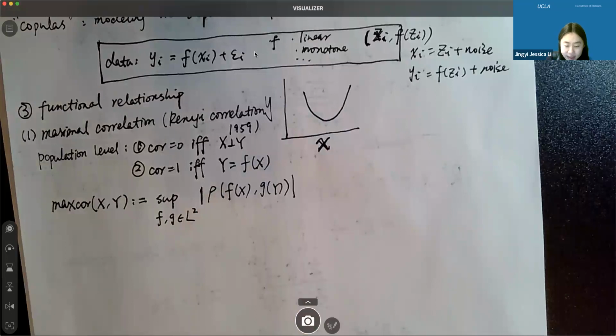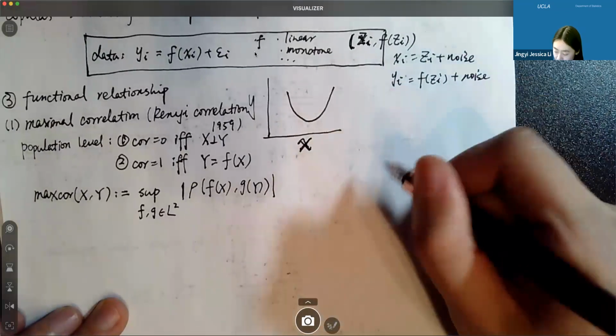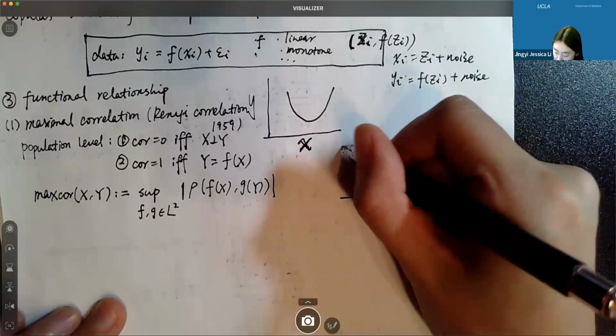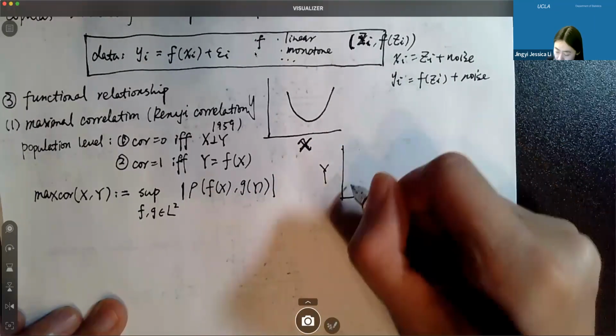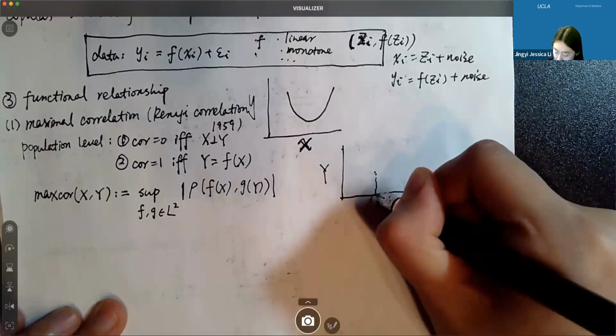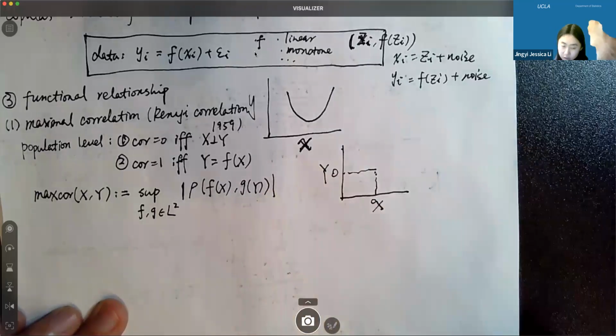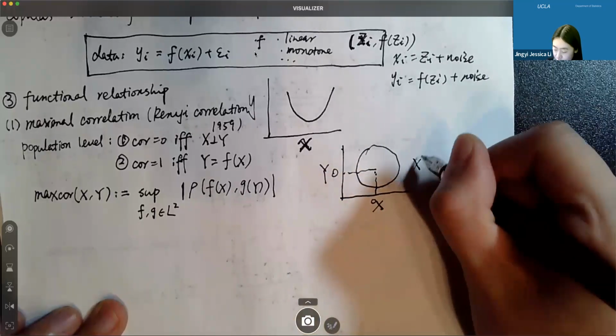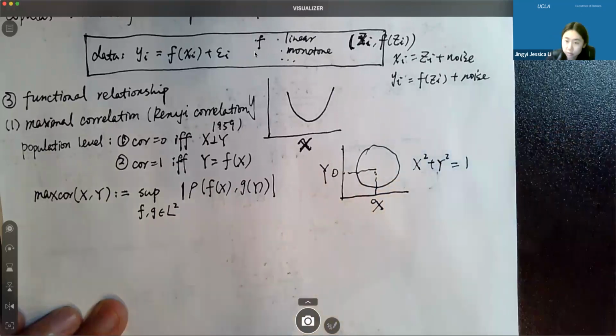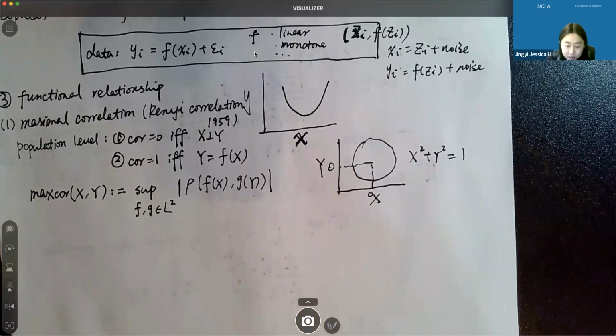You can see that the maximal correlation is very flexible, because even when your relationship is like, if X and Y, the two variables, lie perfectly on a circle. Maybe let me call this 0 here. If 0 is here, and if I draw a circle like this, which corresponds to X squared plus Y squared equals 1, this is not even a functional relationship, but still you can have a very nice transformation to do.